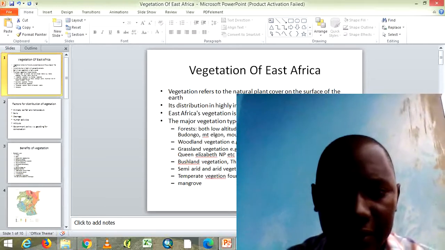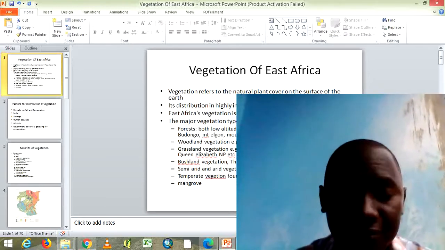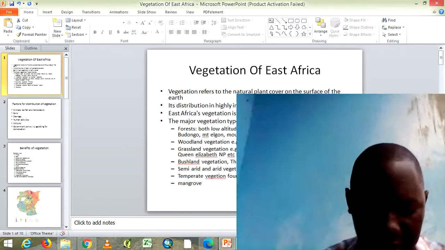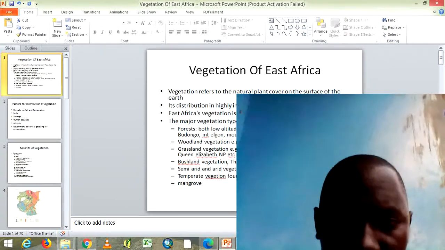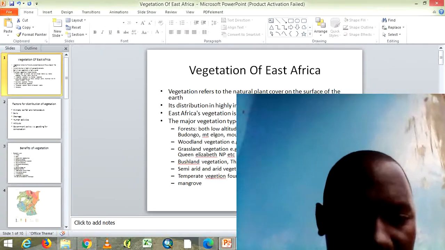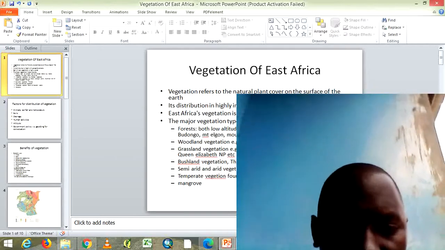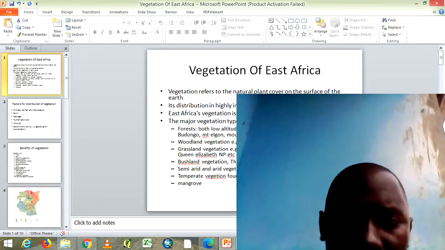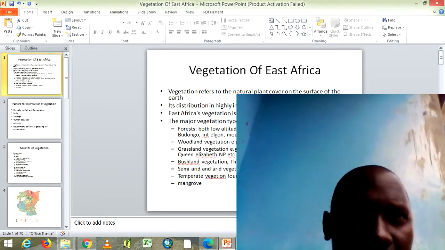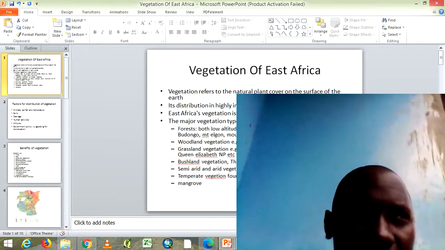Today I want us to discuss the vegetation of East Africa. When we're talking about vegetation, we're simply looking at the natural vegetation cover of East Africa. We are looking at the natural plant cover on the surface of the earth, plant growth on the surface of the earth.